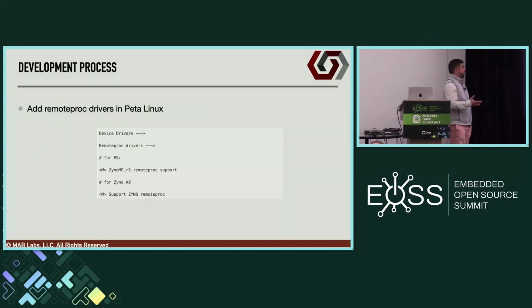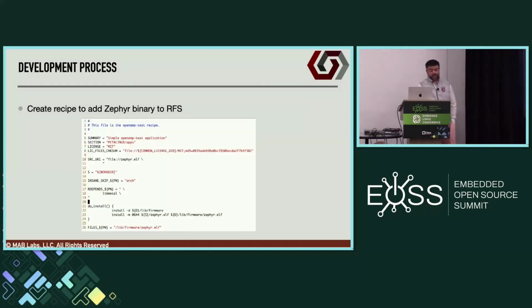So on the PetaLinux side, it was pretty straightforward. We go through the PetaLinux configuration. It's not the focus of this talk. All we need to do is enable the remoteproc kernel modules and drivers so that we have that capability in Linux essentially. And then something I needed to do is create the recipe in PetaLinux to add the Zephyr binary.